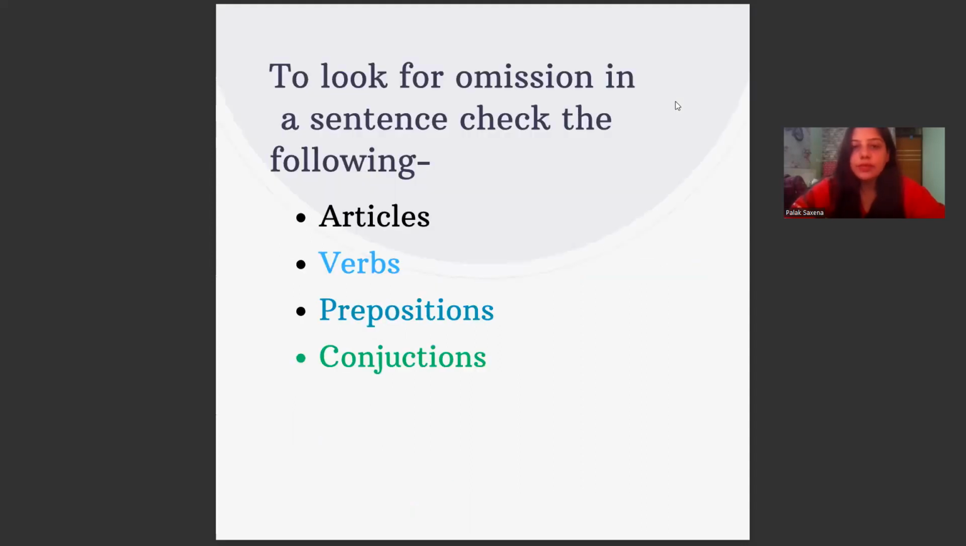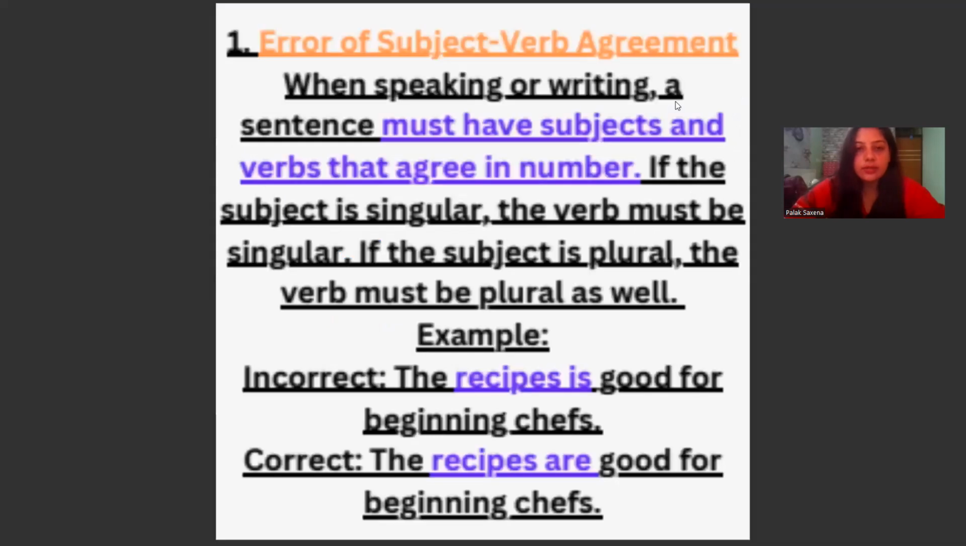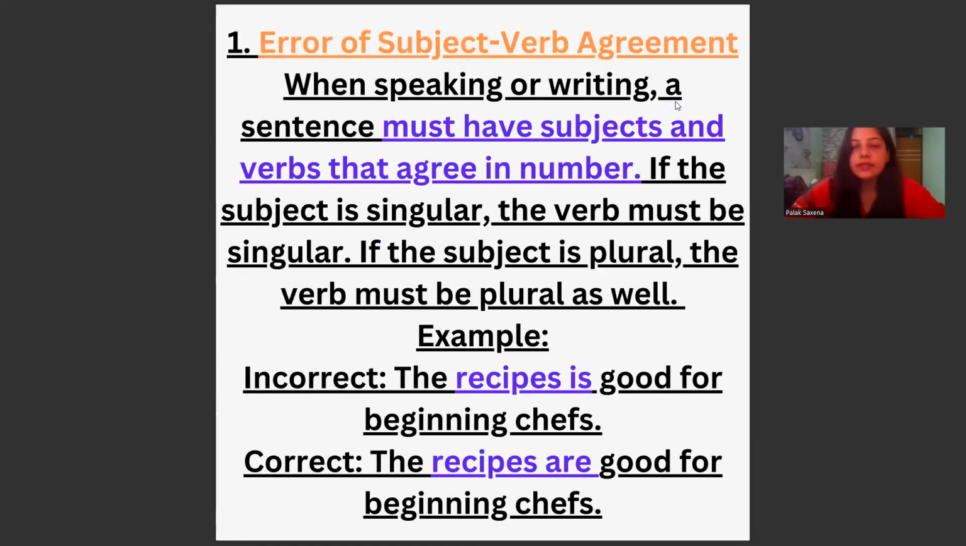Now, when it comes to omission, if you have to find out a missing word, then what kind of words can be missing from the paragraph? They are articles. Sometimes a and the could be missing, and there are different kinds of articles also, determiners also. So you'll have to find out what kind of word is missing. Next is verbs, then prepositions and conjunctions. Now let us start with the first kind of error.